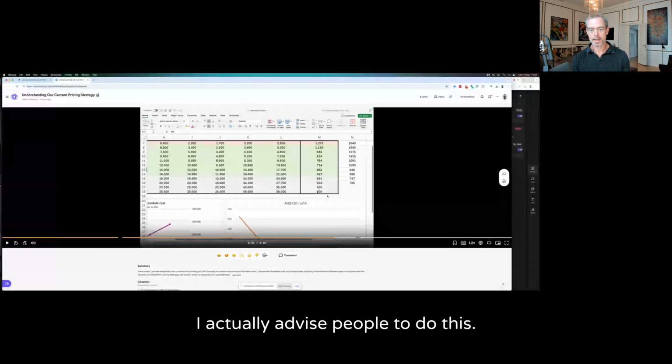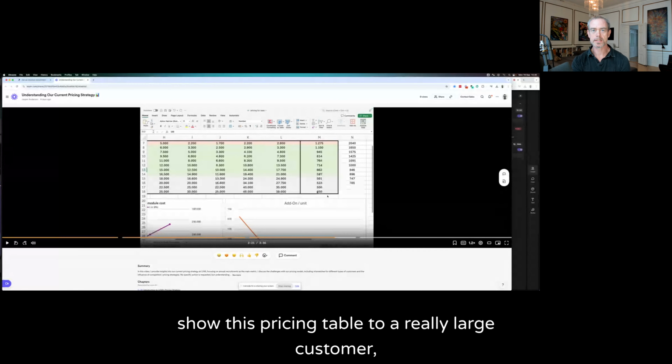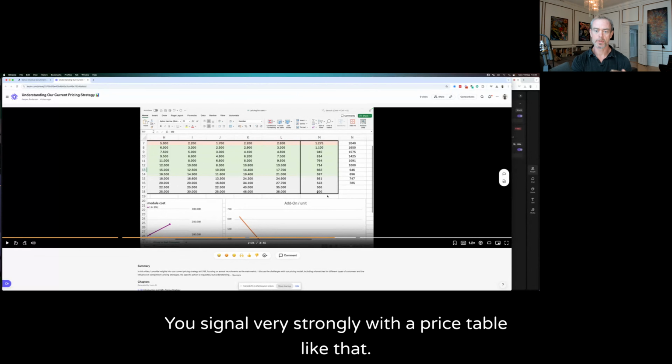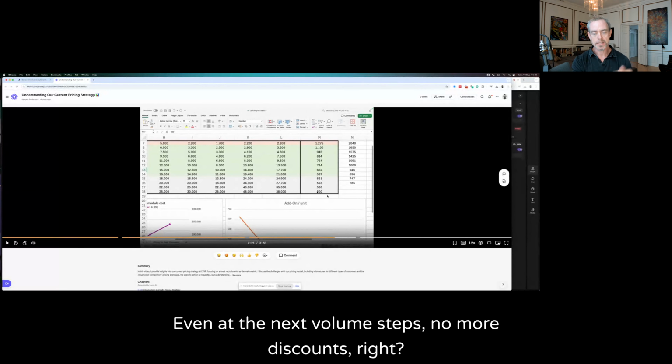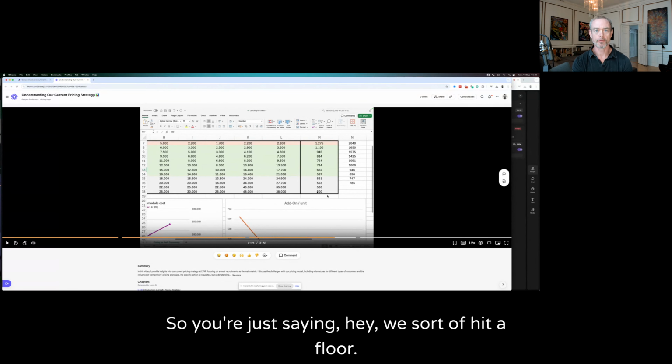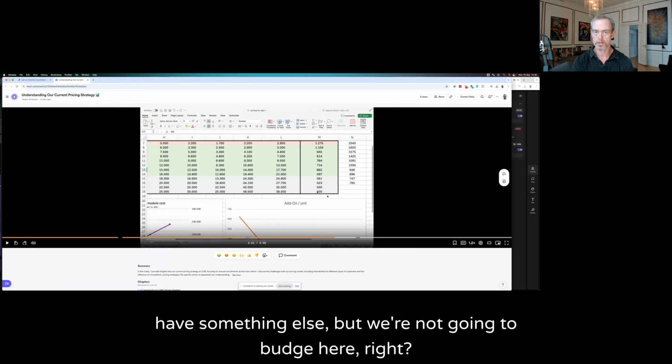I actually advise people to do this. I don't know if he's seen some of my content earlier, but what this does is that when you show this pricing table to a really large customer, you signal very strongly that there is nothing below 500, right? Even at the next volume steps, no more discounts, right? So you're just saying, hey, we hit a floor. Maybe it's a cost limit, we have something else, but we're not going to budge here, right?